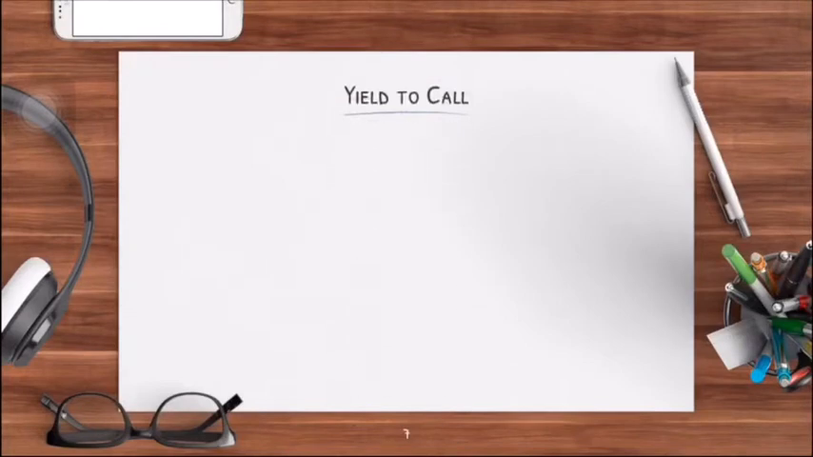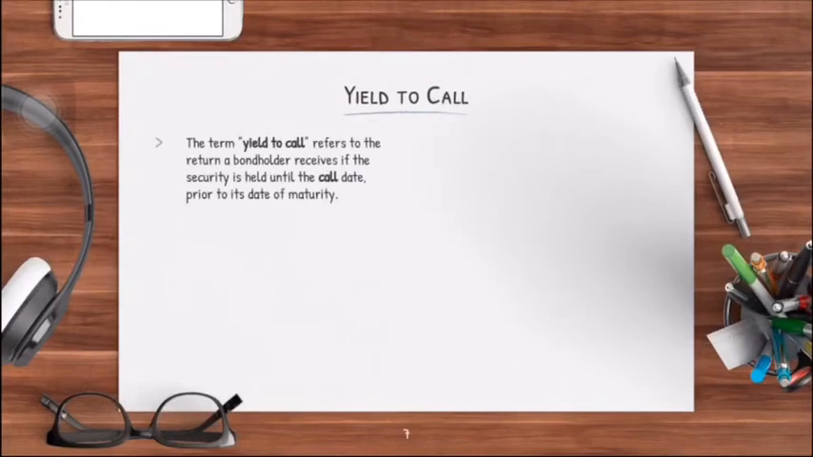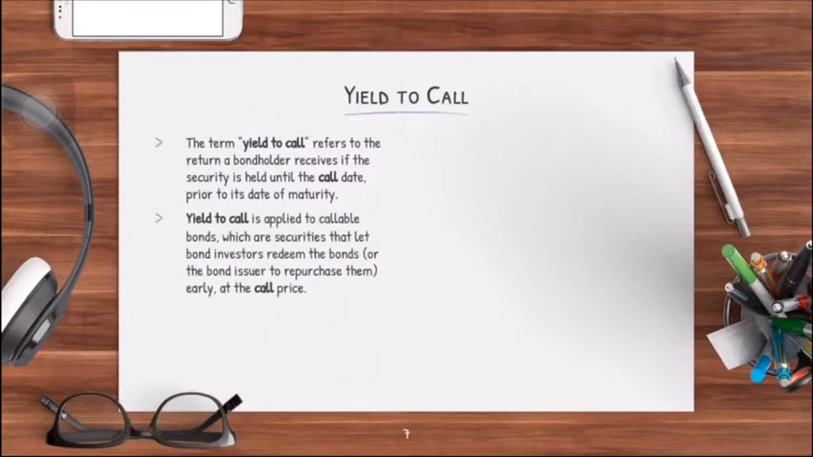Next one is yield to call. The term yield to call refers to the return a bondholder receives if the security is held until the call date, prior to its date of maturity. Yield to call is applied to callable bonds, which are securities that let the bond issuer repurchase them early at the call price.